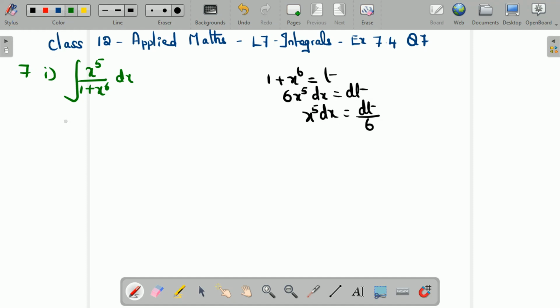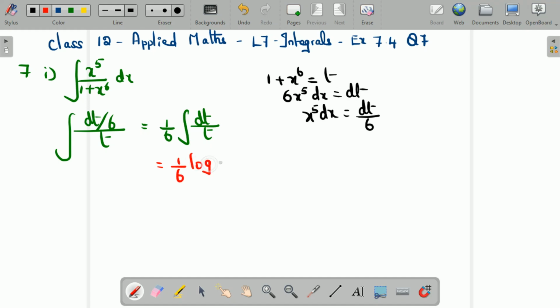Now let's put this in the integration. So the numerator is dt divided by 6. The denominator is just t. So take out the 1 by 6. So 1 by 6 integral of dt divided by t. So if you integrate, you will get this as 1 by 6 log t plus c. Put back the value of t here. So this is 1 by 6 log of 1 plus x power 6 plus c.